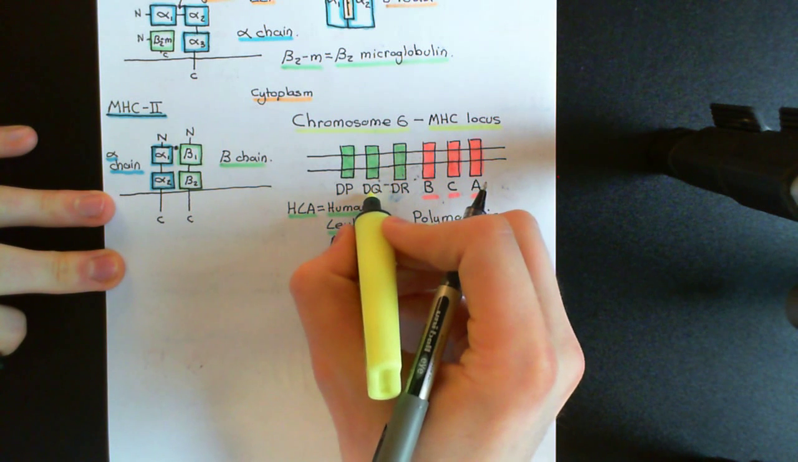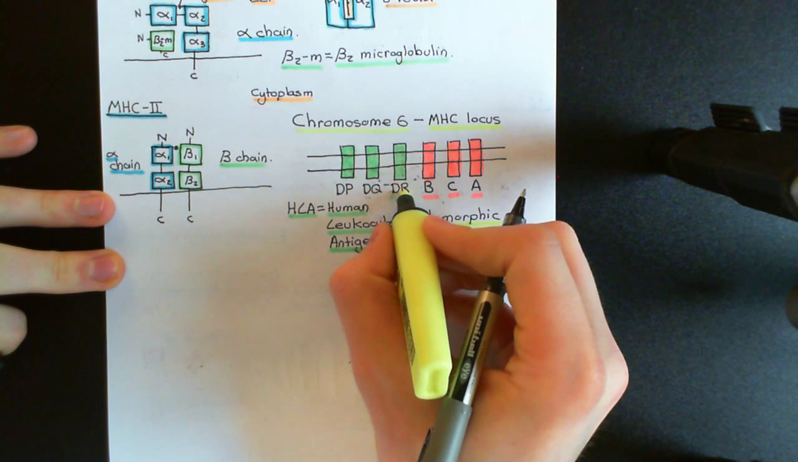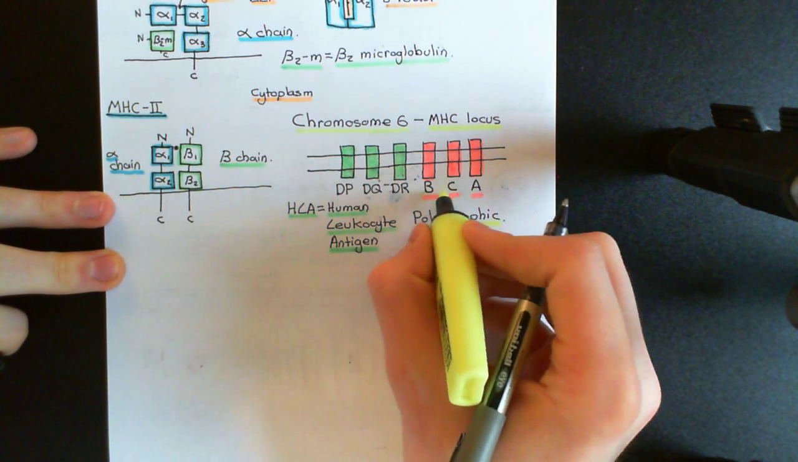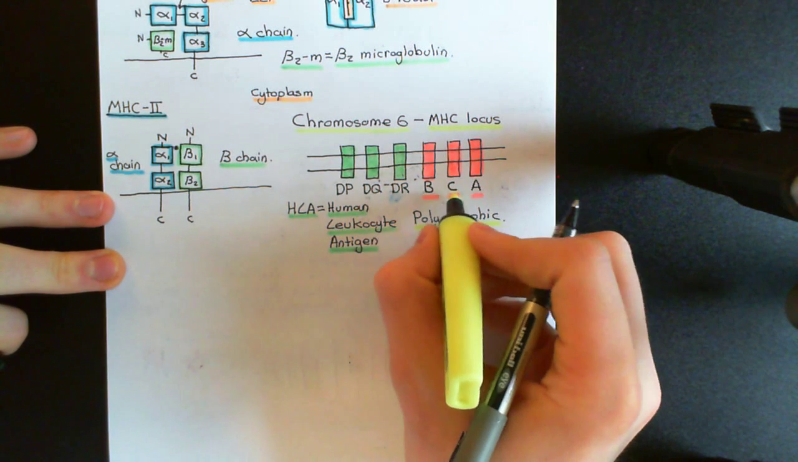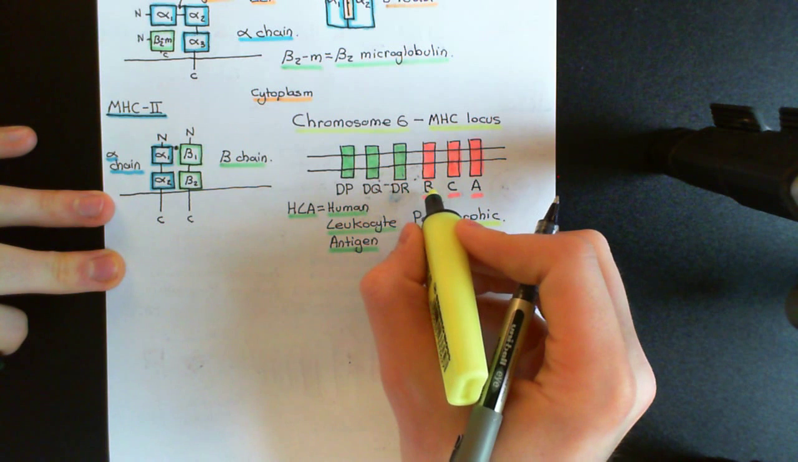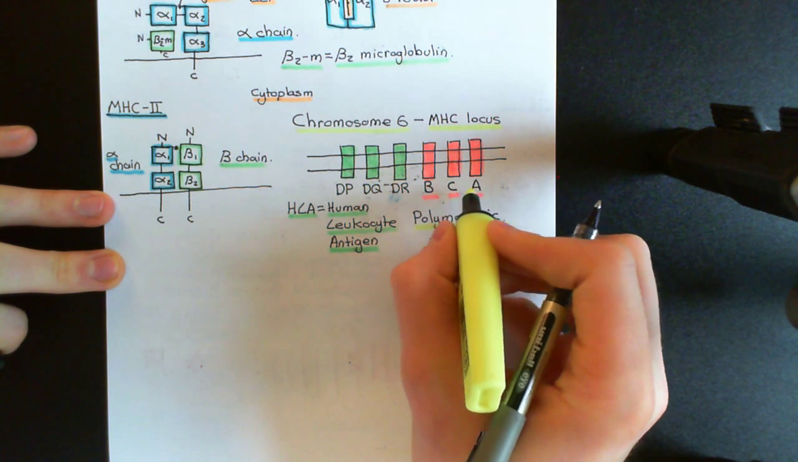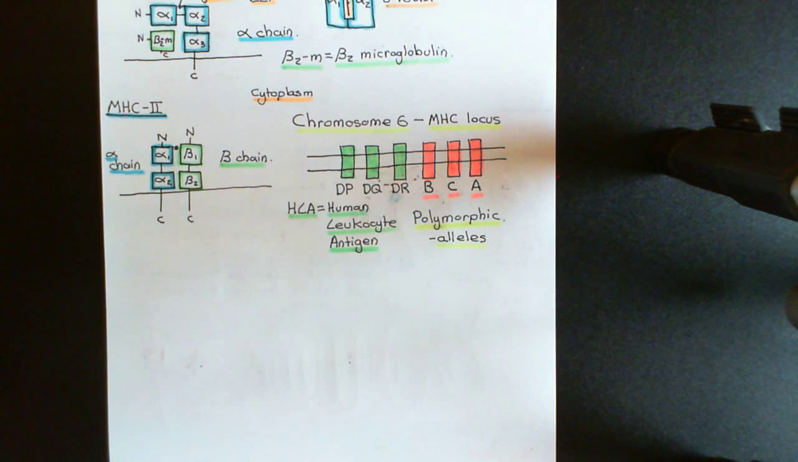There are a huge number of different alleles for the HLA-DQ locus. There are a huge number of different alleles for the HLA-DR locus, and the same for all of these MHC class 1 ones as well. A huge number of different alleles for HLA-B loci, a huge number of different alleles for HLA-C loci, and a huge number of different alleles for HLA-A loci. Okay, so this makes it even more complicated.